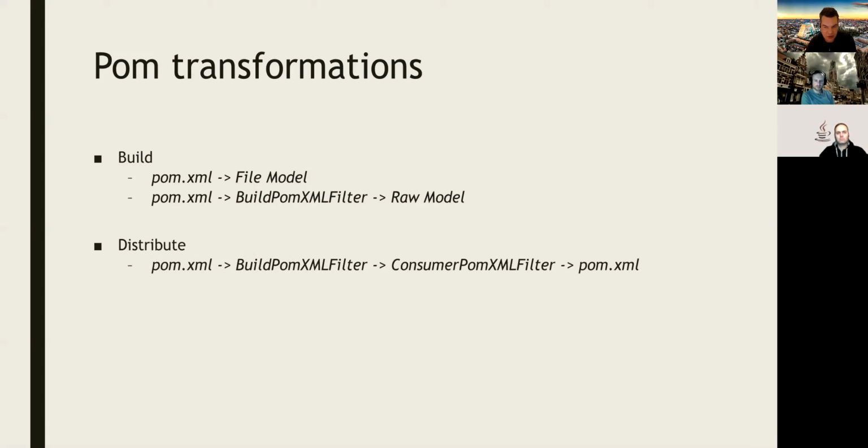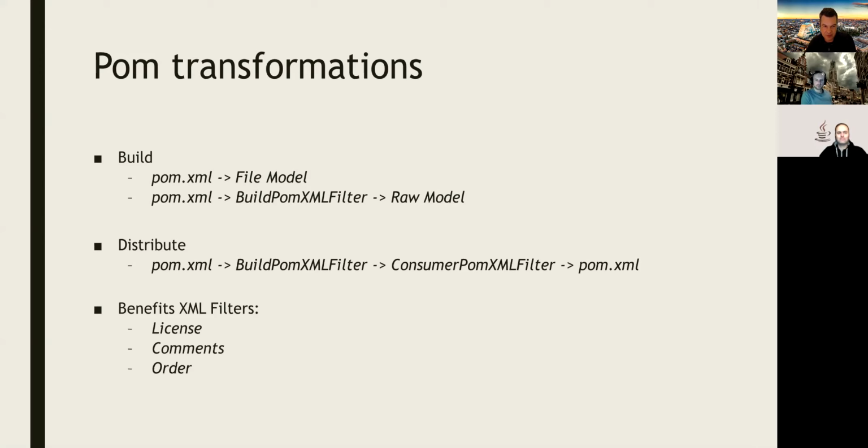If we are going to distribute, we will have the same POM file, and it will go again through the build POM XML filter, because you can see it as the enriched version of the file model. And with the consumer POM XML filter, you can reduce the POM file again, so that it's only containing the information that's required for distribution and consuming. So that's the whole idea. Build POM will enrich the POM file, consumer will reduce it again a little bit. Okay? That makes sense.